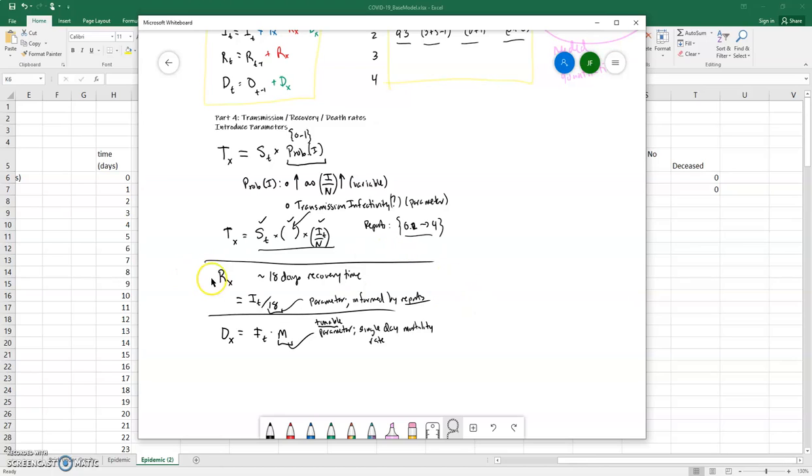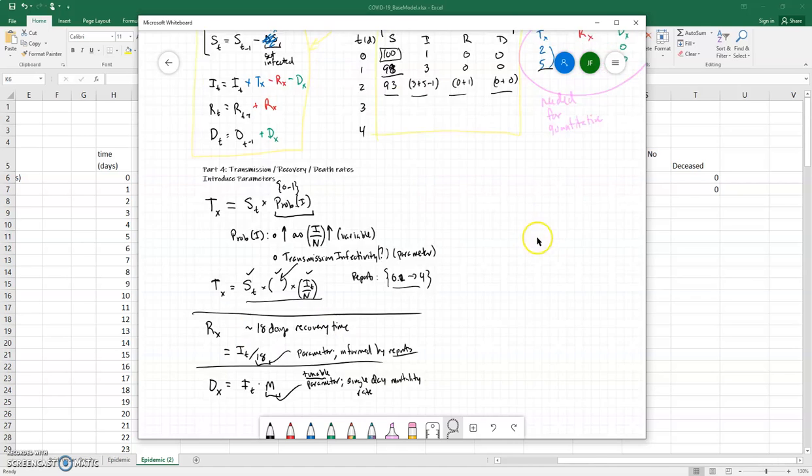Some of these are simple. So the ones that we wrote down before as we were designing this, the number of people that recover, we based around a reported recovery time of an average of 18 days. What that would suggest is that 1/18th of the infected people would recover on any given day. Also, a death rate is just a number of people that are infected times an assumed, in this case, death rate, or mortality rate, M.